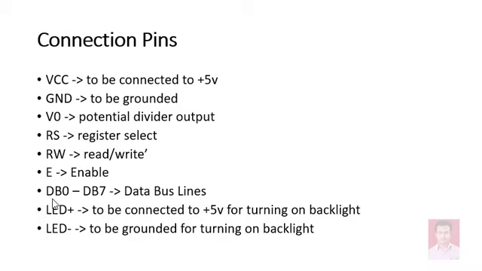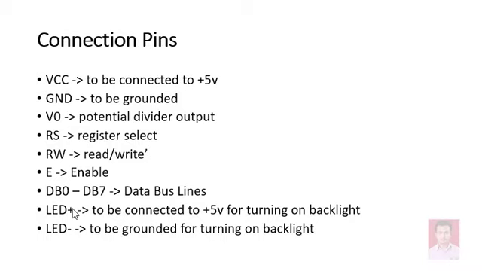Moving further, there are 8 lines given, DB0 to DB7. Out of these 8 lines, as our LCD is 16 by 2, for 16 different columns it is enough to use 4 data lines. So out of DB0 to DB7, we will generally prefer DB4 to DB7 to be used. Moving further, if you want the backlight of the LCD turned on for night use, LED plus and LED minus will be used, where LED plus will be connected to 5 volt and LED minus will be connected to ground.